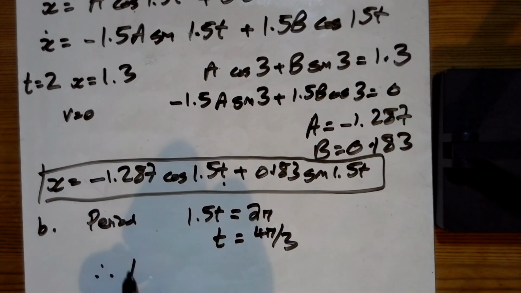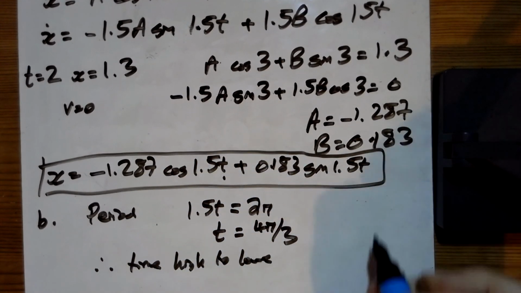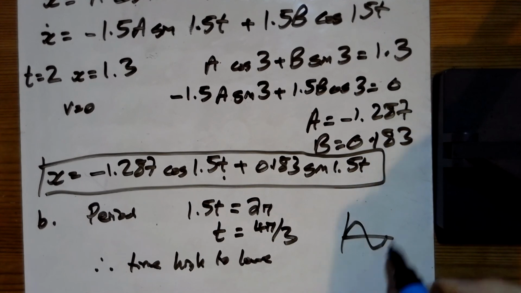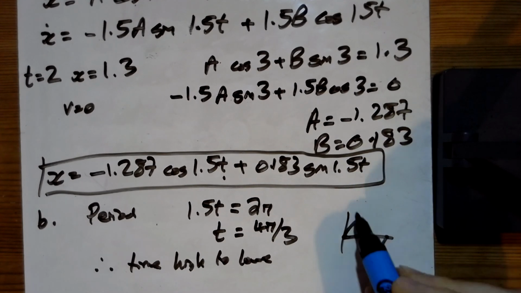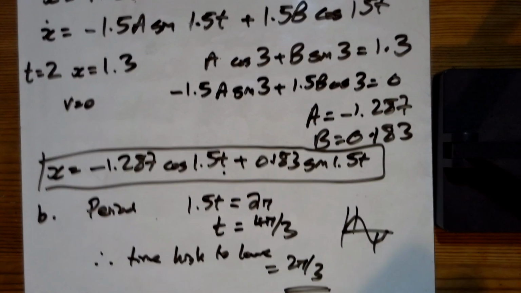Therefore the time from the highest to the lowest is just half of that. You think about a normal sine graph, normally that would be 2 pi, but the distance from there to there would just be pi each time. So divide that by 2, so that's 2 pi over 3.